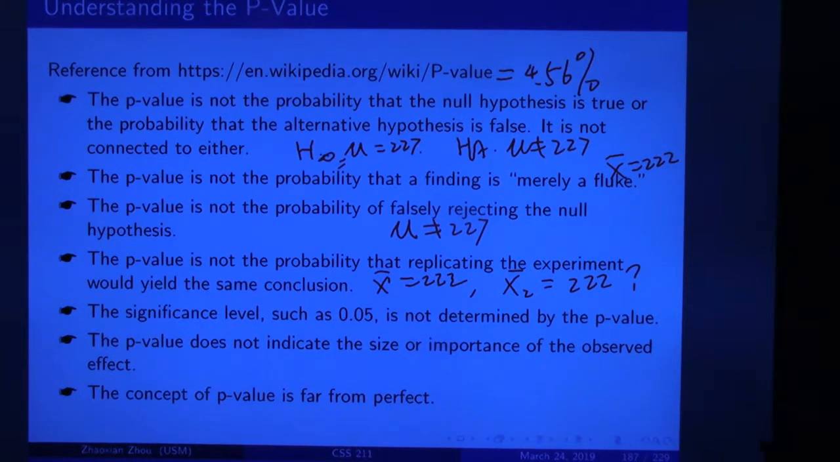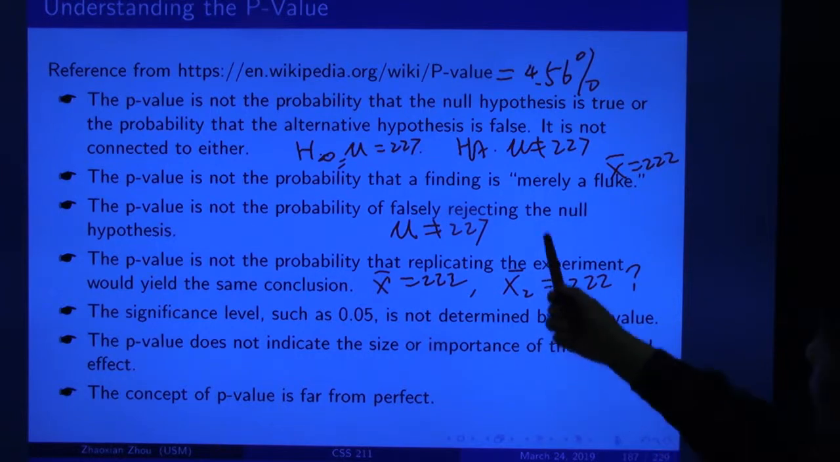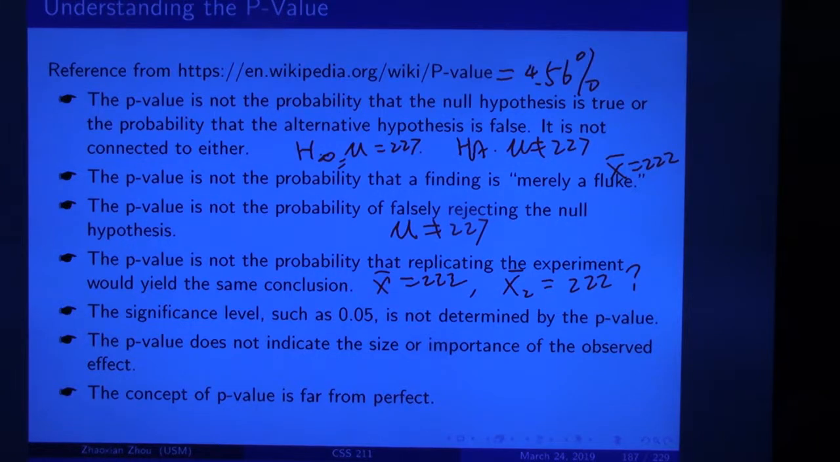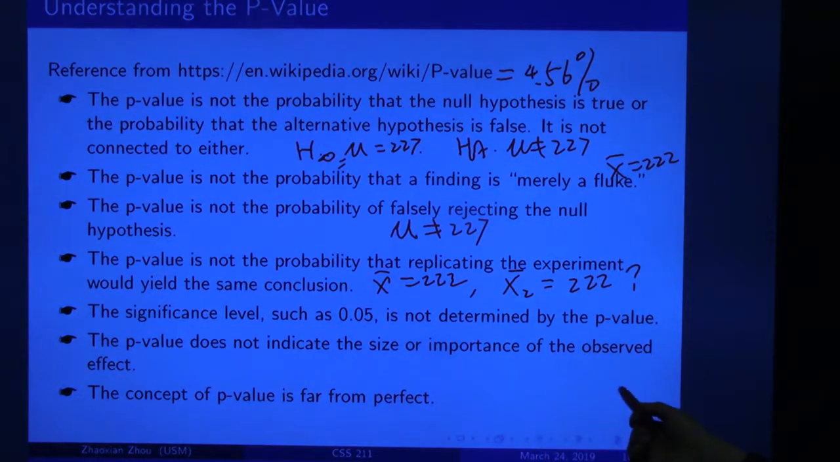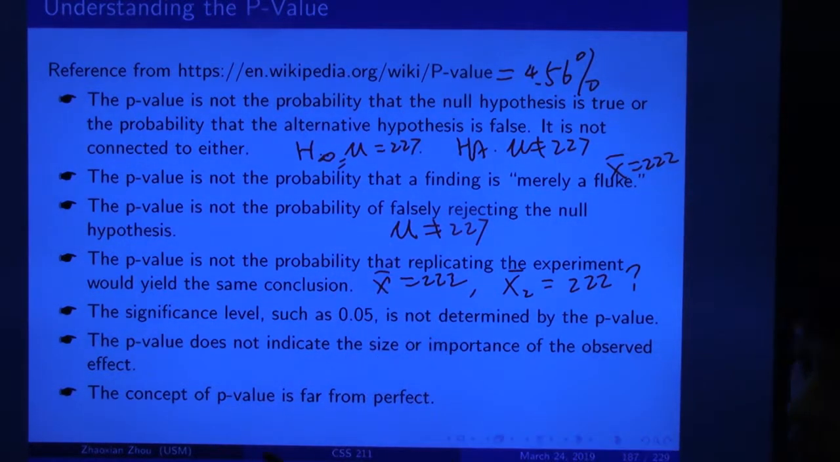The significance level, such as 5%, is not determined by the p-value. We calculate the p-value equals 4.56%. How do I know the significance level equals 5%? Once I get this p-value, can I choose 5%, or 10%, or 1%? Well, the significance level is not determined by it. It's independent of the p-value. No matter what your p-value is, the significance level, whether 5%, 10%, or 1%, has no relationship with the p-value. It's a totally different thing.